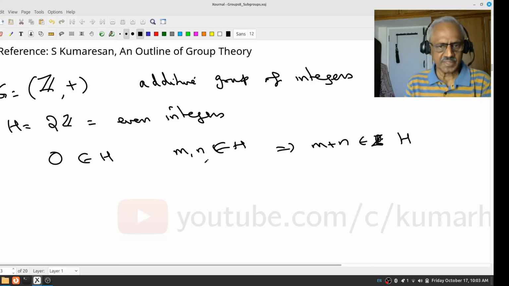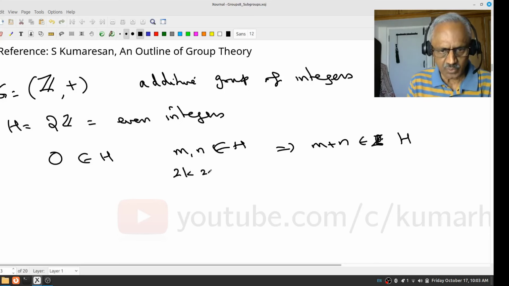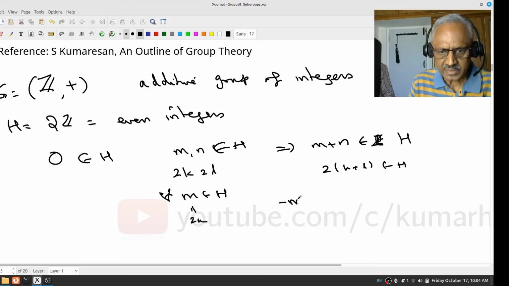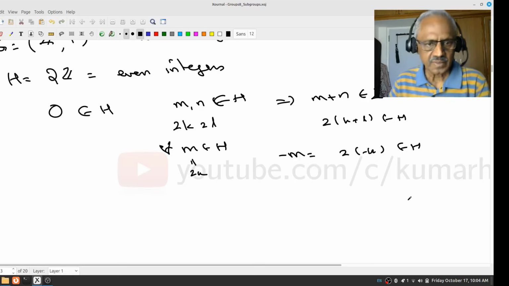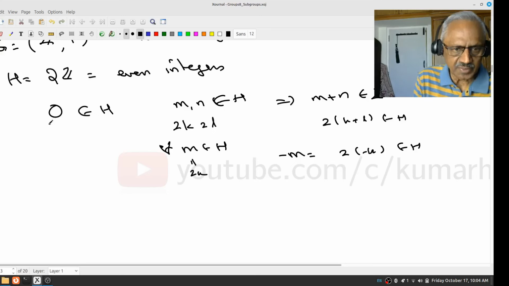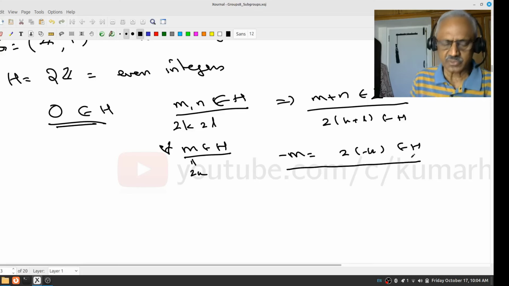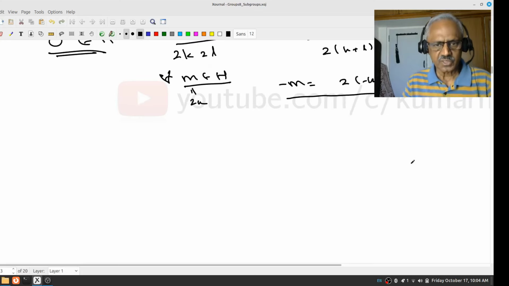Because M and N are even integers, therefore they are of the form 2K and 2L. Their sum will be 2 times K plus L. That's also an even integer. And similarly, for every M in H, which is, let us say, 2K, minus M equals 2 times minus K, that is also in H. So these are the three properties: 0 is in H, whenever X and Y are in H, X plus Y is in H, and whenever X is in H, its inverse is also in H.